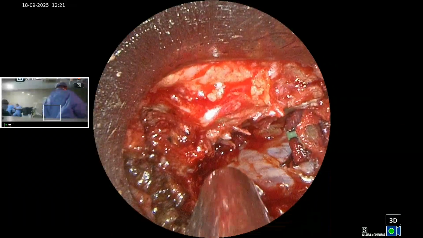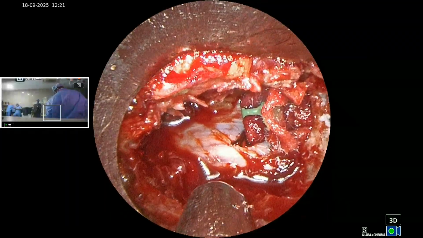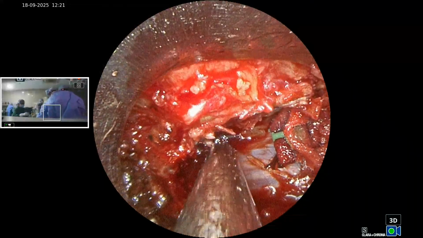And we are using the best vision system, that is Endovision of Storz company. That is the Endovision of the Storz company.